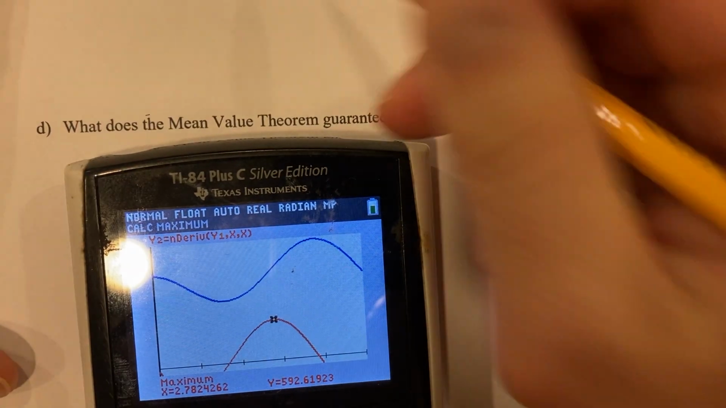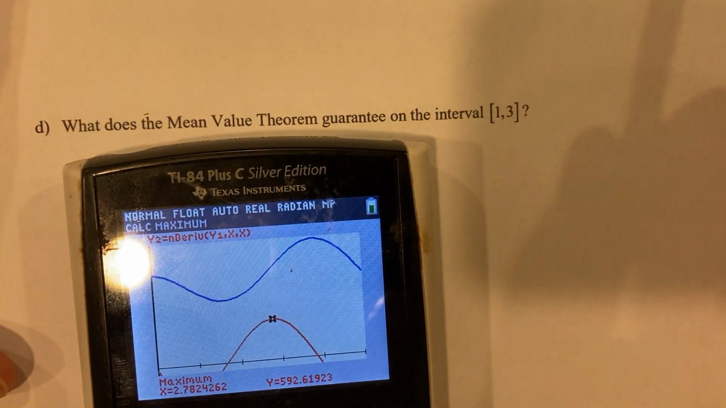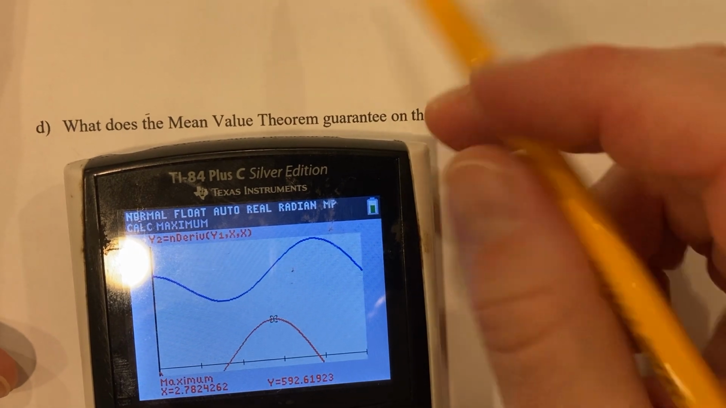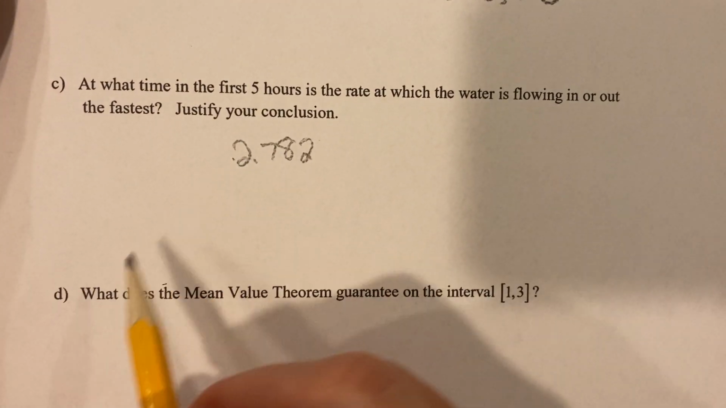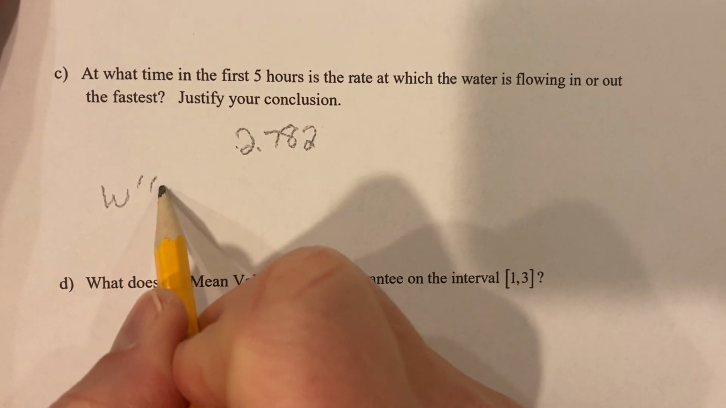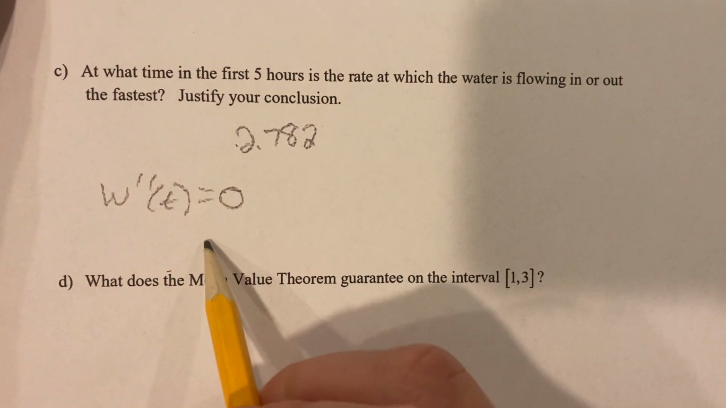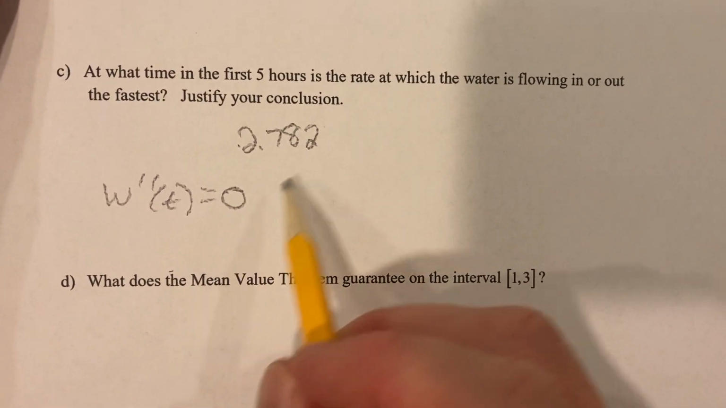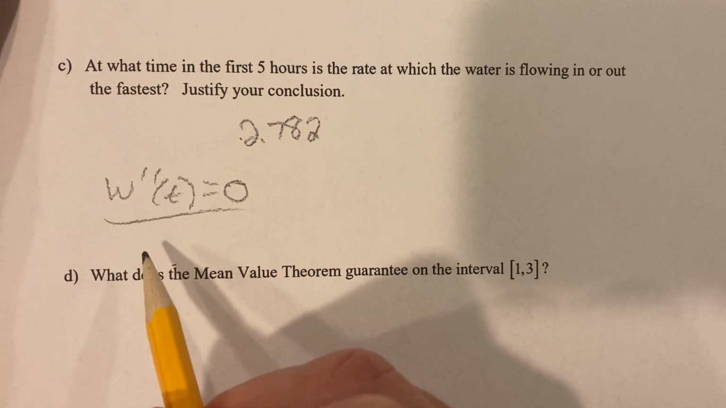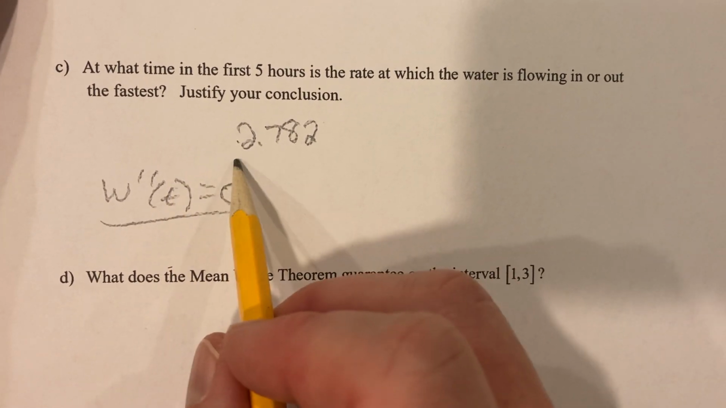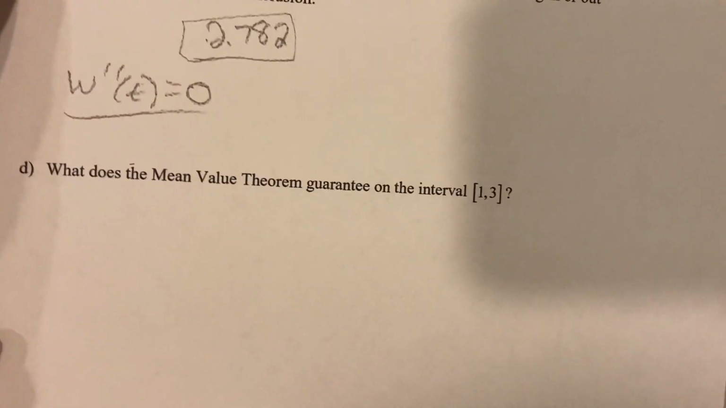And it was at a time of 2.782. Okay. And if they want us to justify that, well, that's going to be a little trickier. What we'd actually have to do is take the second derivative on our calculator and set that equal to 0, so that we can see exactly where that switch happens from positive to negative. So that would be a little bit trickier to do. At least on the calculator, we can physically see where that rate was there.